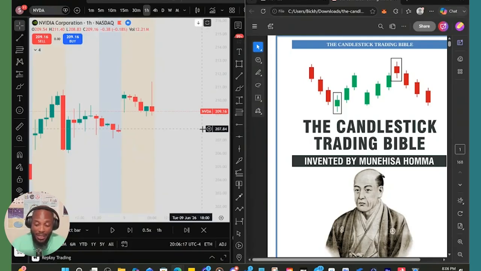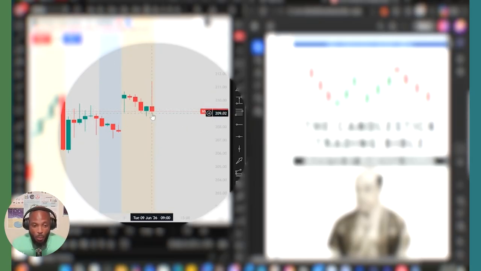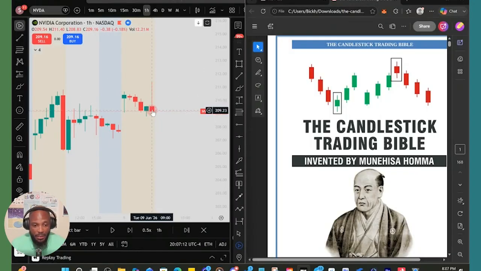I am going to give you a clear overall idea of what the candle is doing and why it is helpful to us. All right, so on the left, we have NVIDIA, the 1 hour time frame, today's activity. This was Tuesday, June 9th, the 9 a.m. 1 hour candle. Each chart time frame at the top means each one of these candles represents that time frame you're on. So on NVIDIA, this candlestick represents the price of NVIDIA between 9 a.m. and 10 a.m. That's what the price did.